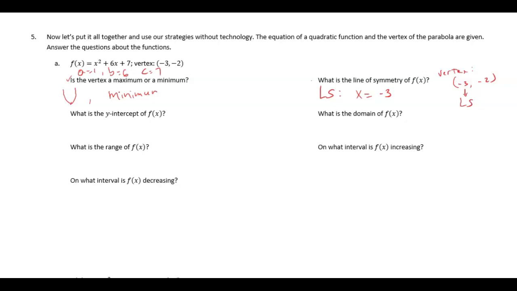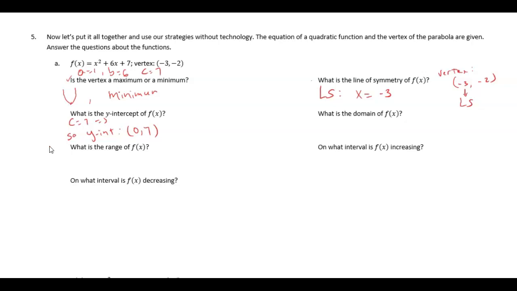Remember, the y-intercept is always, if you look at the function, the c value. So the c value is 7, so the y-intercept is 7. The y-intercept is (0, 7). So x is always 0, but the y value of that will be 7.